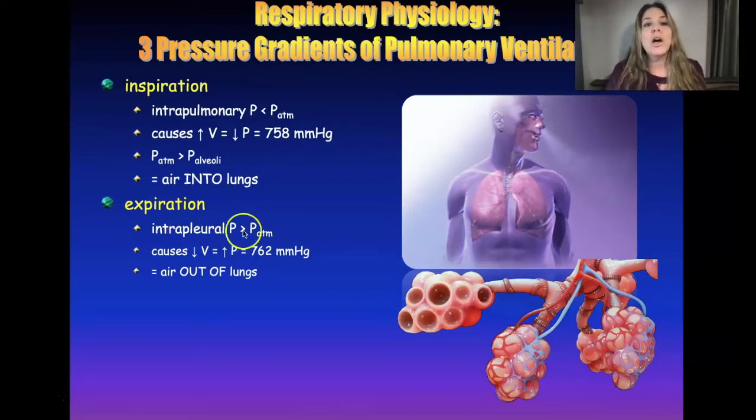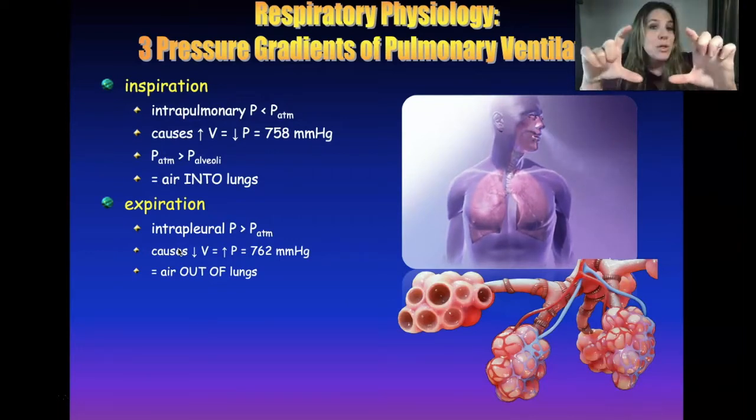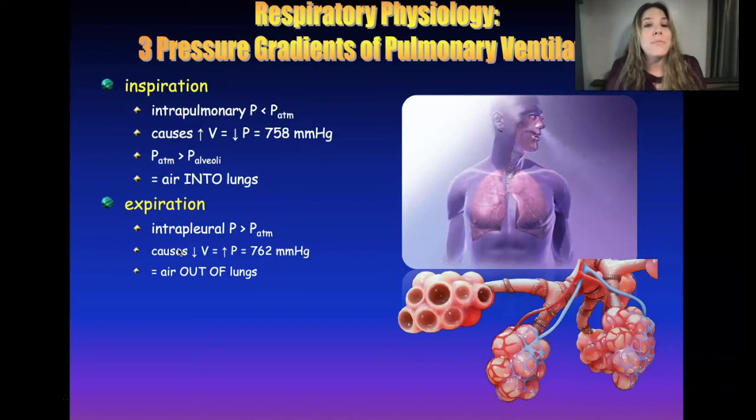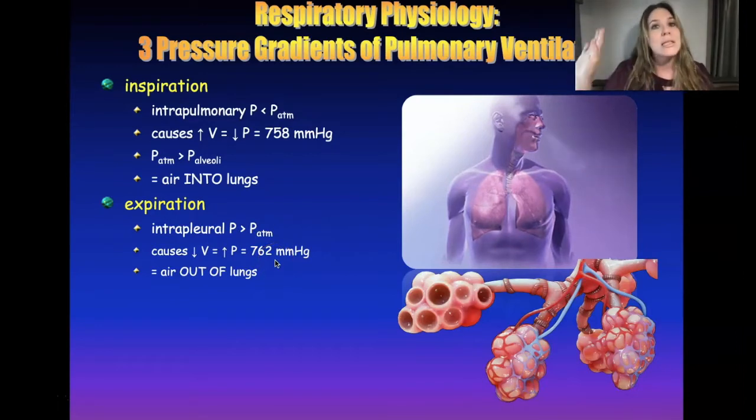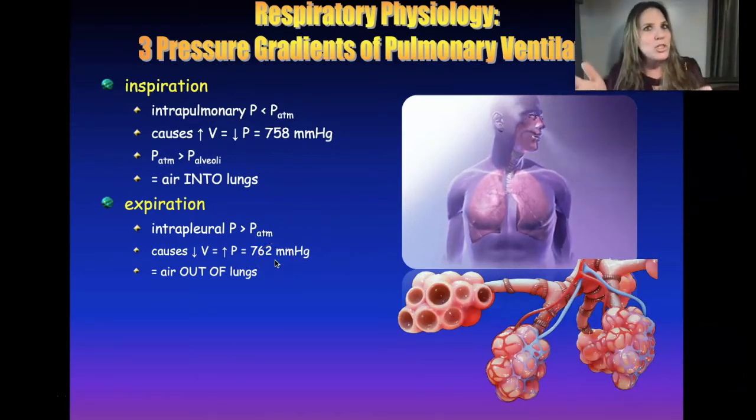Now, of course, it's the opposite for expiration. With expiration, we're talking about the intrapleural cavity, the area around the lungs. When we expire, your diaphragm moves up, and that decreases the volume of the thoracic cavity. Less volume, more pressure on those air molecules. And so the pressure of the intrapleural space becomes greater than the pressure in the atmosphere. Lower volume equals higher pressure. The pressure in the intrapleural space goes up to 762 millimeters of mercury versus the 760 in the environment. There's a pressure gradient.